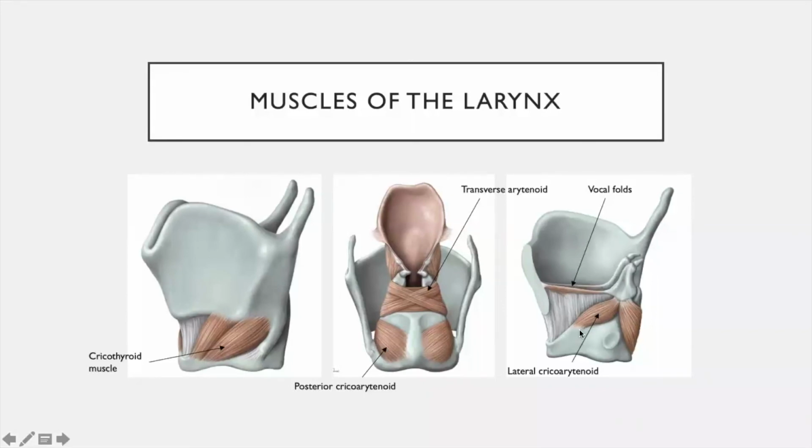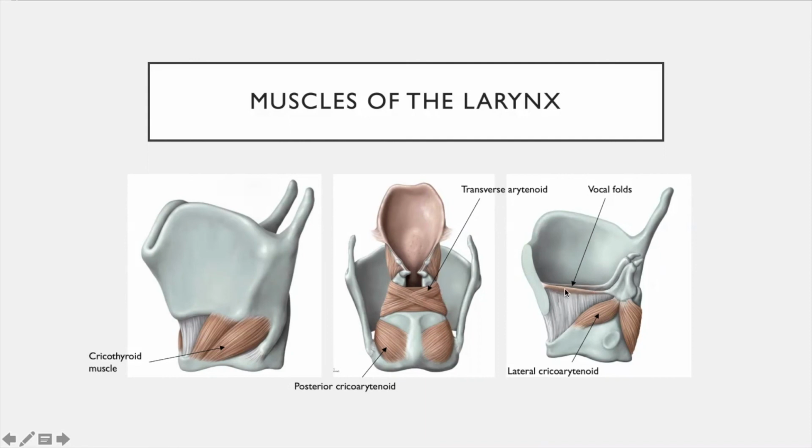And the lateral cricoarytenoid, seen from this lateral cut, also has attachment points on the cricoid cartilage and the arytenoid cartilage. The transverse arytenoid muscles can be seen here crossing each other. They have attachment points on the arytenoid cartilage. Lastly, the vocal folds can be seen from this lateral cut.